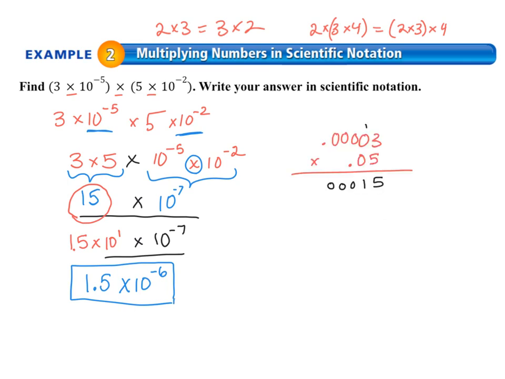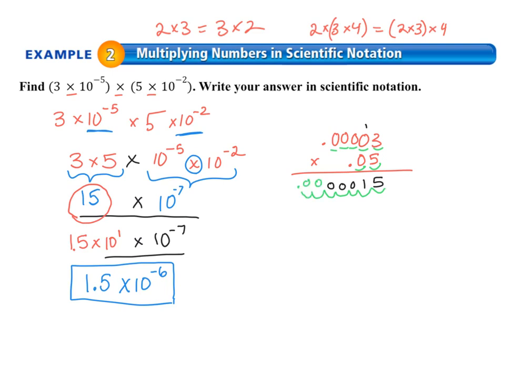And to sort of help you see that this really is true, I have converted both of our numbers into standard form. So we've got 0.00003 times 0.05. 3 times 5, when we start doing this multiplication out, we get 15, and then we have to figure out how many decimal places go in. So we've got 1, 2, 3, 4, 5, 6, 7.